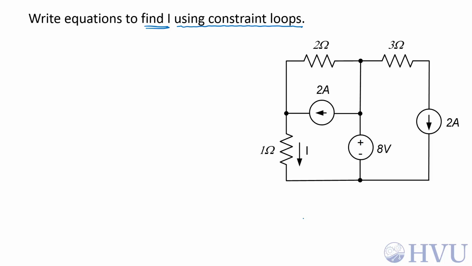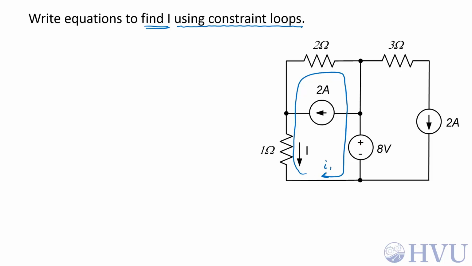There's only one remaining enclosed non-overlapping area at that point. It's up here. So the constrained loop is going to go around the perimeter of that enclosed area. I'm going to call that mesh current I1, and it's going to go this direction through here.